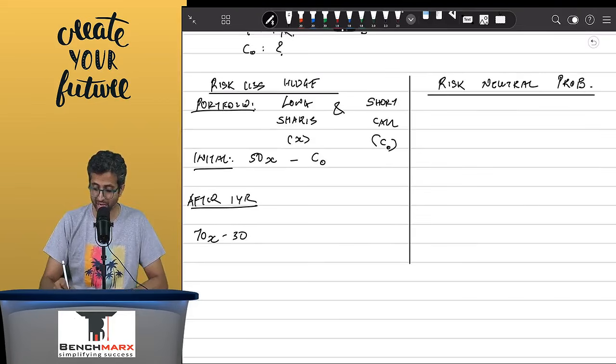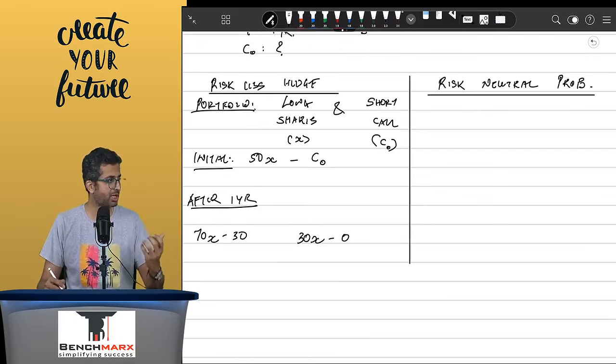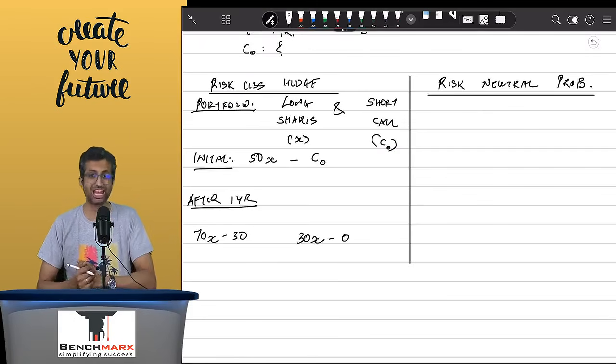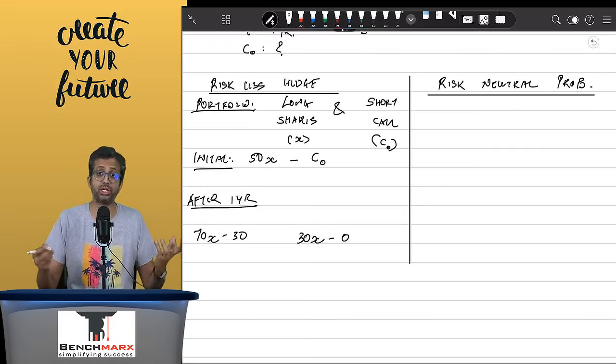At the same time, at the second instant, the price may turn out to be 30 and hence 30x. However, in this case, the option will lapse and hence you don't have to separately pay any premium. And as a result, over here, these are the possibilities after 1 year.